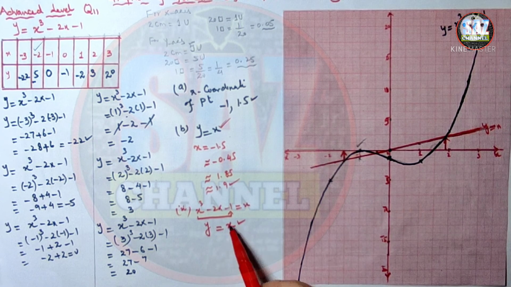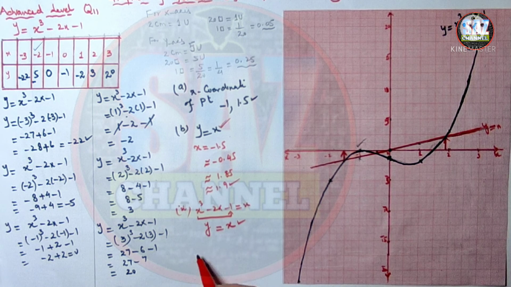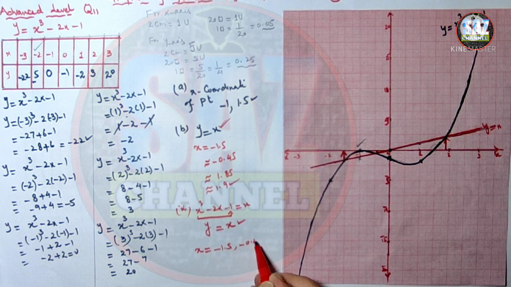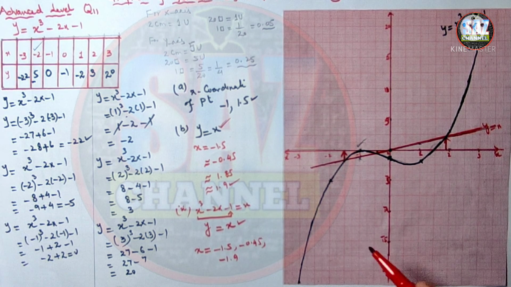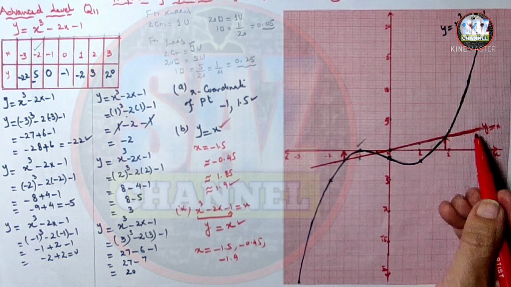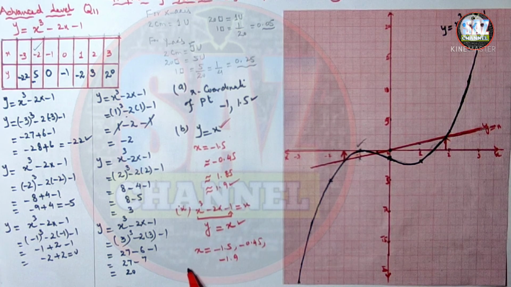So the answer for this part will be the same as the answer of the previous part: x equals -1.5, -0.45 and 1.9. And what is the reason? Because the line y equals x cuts this graph at 3 different points.